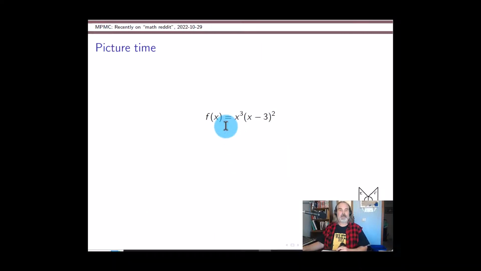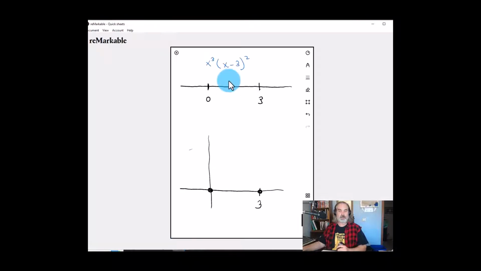So the next part of the question is, how does this graph behave in the vicinity of these roots, and how does the graph interact with the x-axis? This is the interesting part of the problem, because I want to stress that you can think about these things without plotting a ton of points. So I'm going to have a picture here. Remember, our function is x cubed times (x minus 3) squared. And what I've done here is I've just drawn a number line and put markers in for x equals 0 and 3. And we're going to think about what this function does in between those markers.